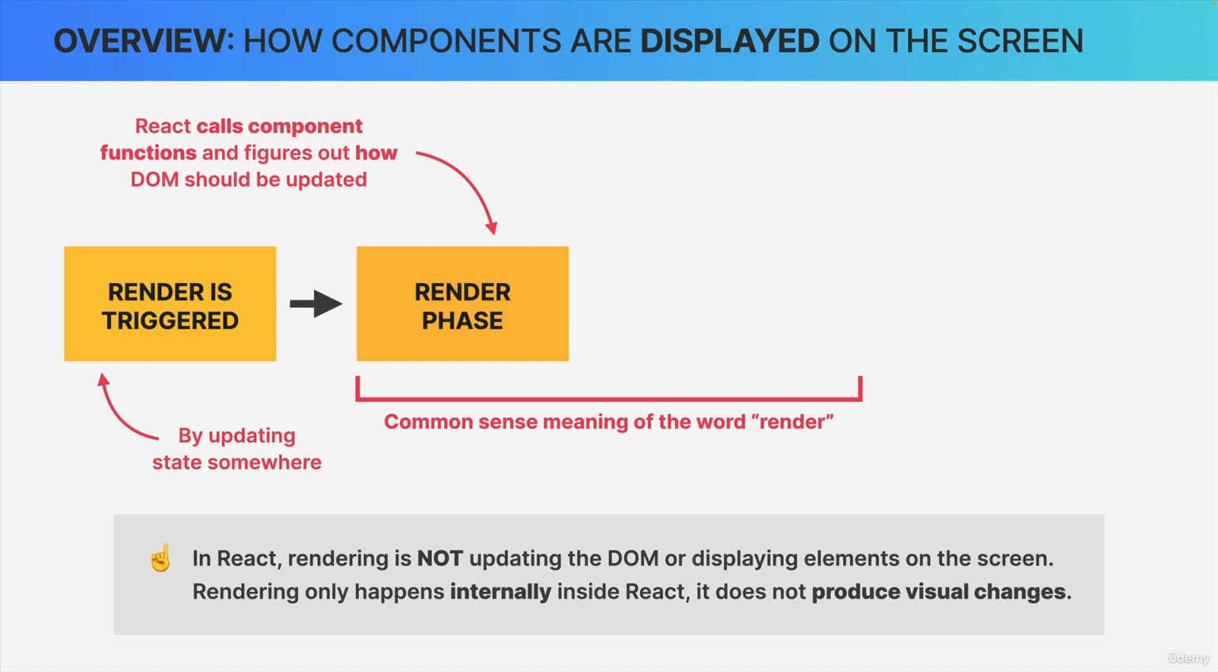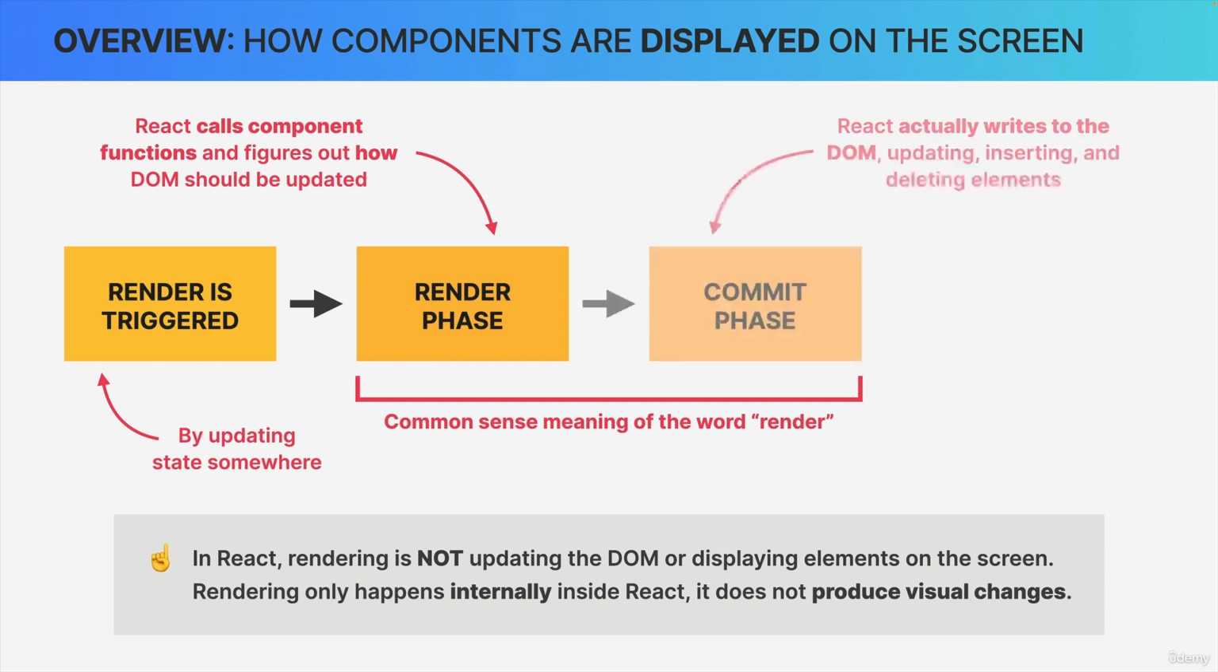And speaking of that next phase, once React knows how to update the DOM, it does so in the commit phase. So in this phase, new elements might be placed in the DOM and already existing elements might get updated or deleted in order to correctly reflect the current state of the application. So it's really this commit phase that is responsible for what we traditionally call rendering, not the render phase.